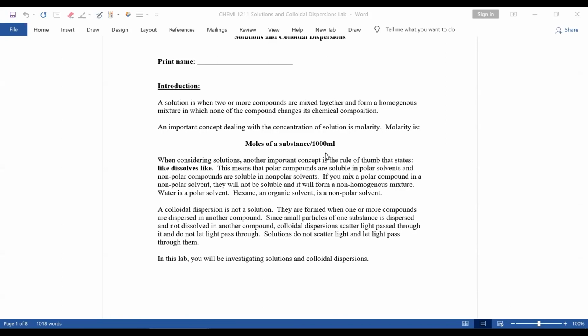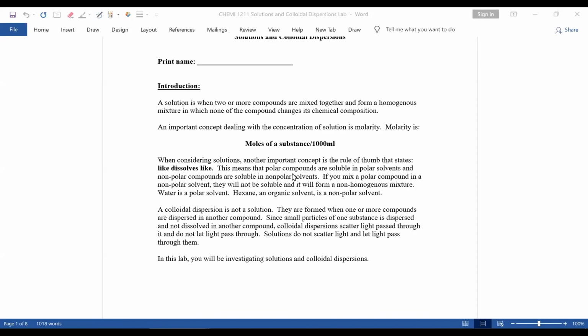Now, another important concept for this lab is the rule of thumb that states like dissolves like. And this means that polar compounds are soluble in polar solvents, and nonpolar compounds are soluble in nonpolar solvents. If you mix a polar compound and a nonpolar solvent, it won't be soluble and you won't get a homogeneous mixture. And I should have put, instead of non-homogeneous, it really should have written heterogeneous. Well, next version of the lab, I'll change that.